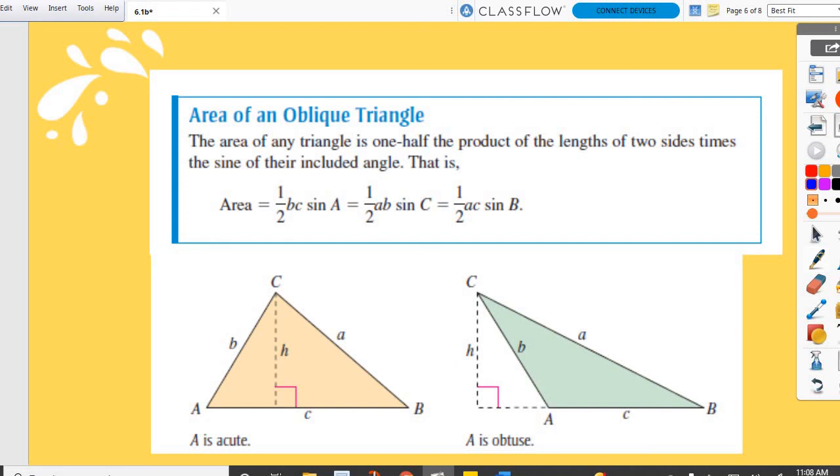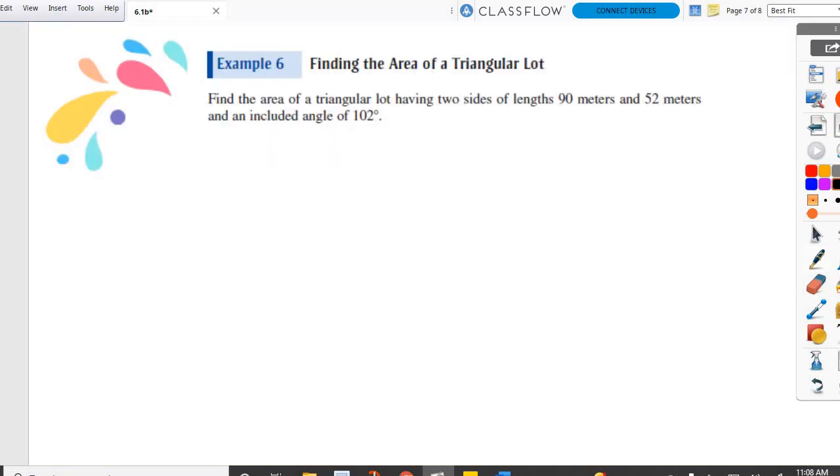So let's look at an example. This says, find the area of a triangular lot having 2 sides of lengths 90 meters and 52 meters and an included angle of 102 degrees. So again, it's usually helpful for us to draw a triangle. So what does it mean by included angle? What's that mean?